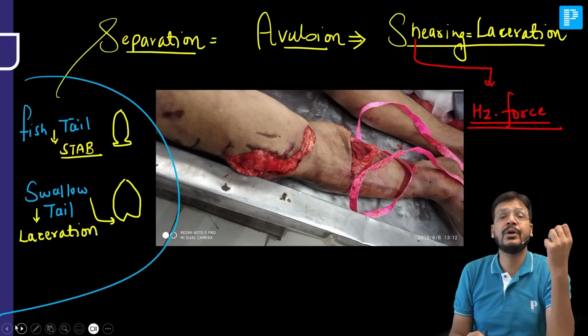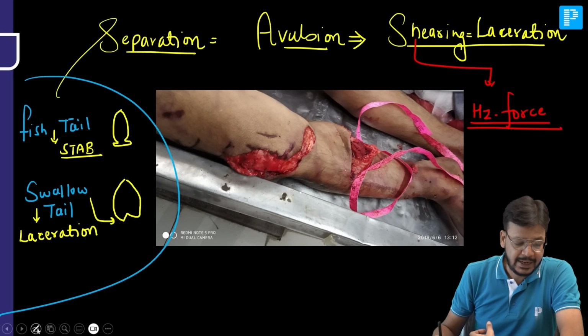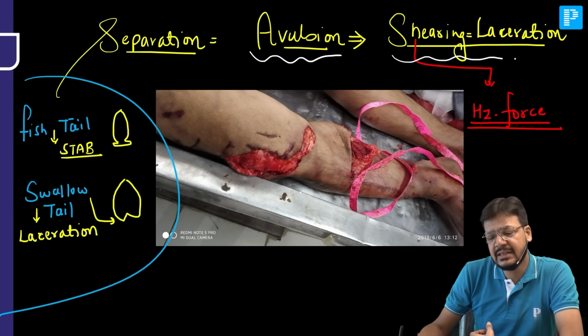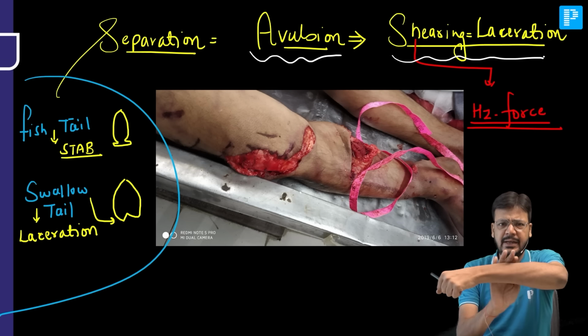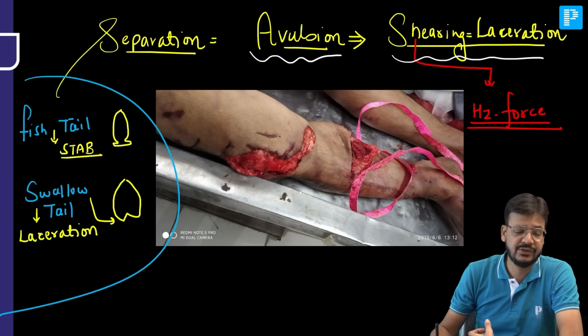Now, sir, the second important laceration is a separation. It is also known as shearing laceration. My dear friend, this is known as avulsion. So, avulsion is a shearing laceration. It is caused by rotational force. This is avulsion or shearing laceration.